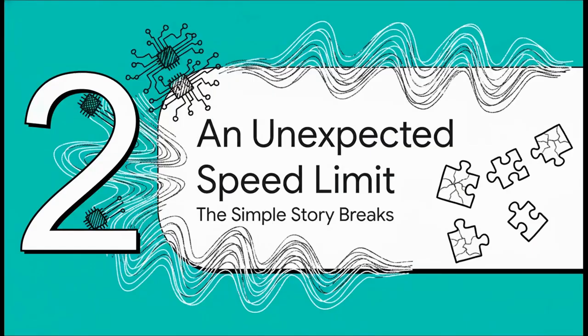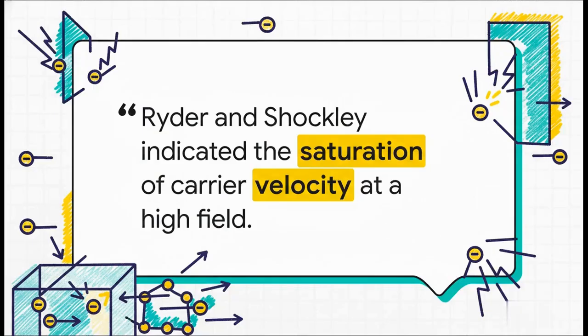But here's where things get interesting. As our technology started shrinking down to these just insane scales, engineers and physicists slammed right into a massive problem. That nice, simple story started to fall apart. And this isn't even a new thing. We're talking way back in the 1950s. Folks like Ryder and Shockley were already seeing something odd in the very first semiconductors. They noticed what they called a saturation of carrier velocity, which is a fancy way of saying the electrons just weren't cooperating with the old rules.